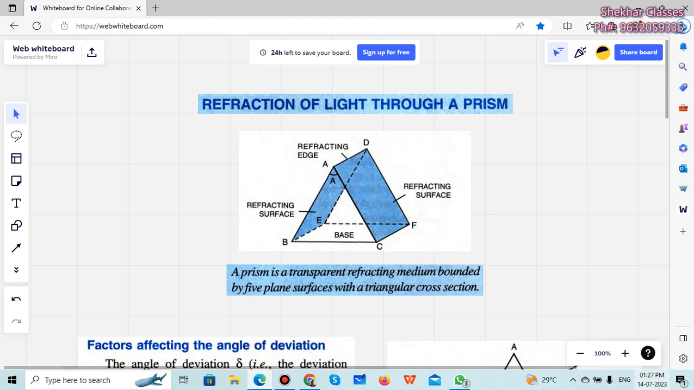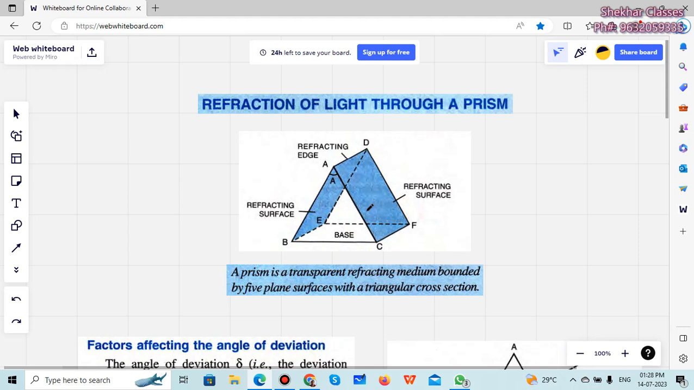So first of all, let's understand what a prism is. If you have not seen a prism, this is a 3D picture. It has 5 plane surfaces. Can you imagine which are the 5 plane surfaces? One is this side, another is this side, another is this side, 3 sides, and in front is the front part, and behind is the back part. So they have got 5 plane surfaces.